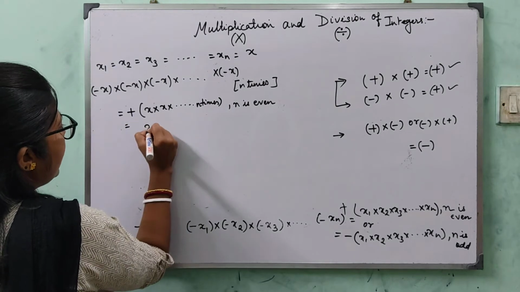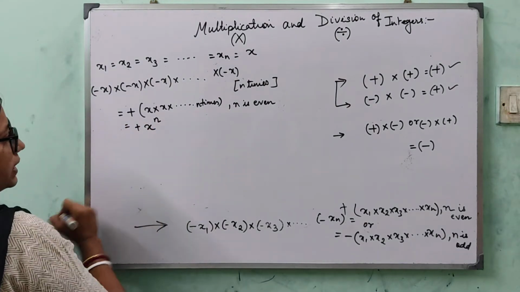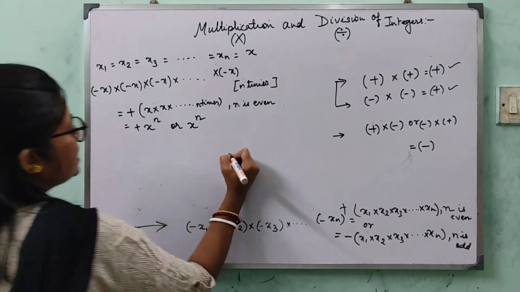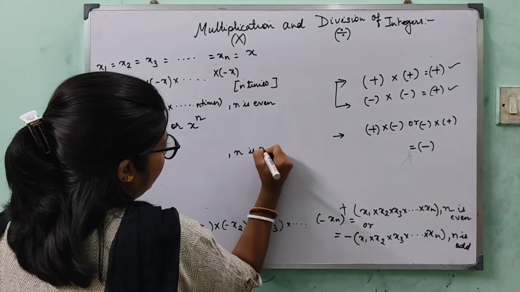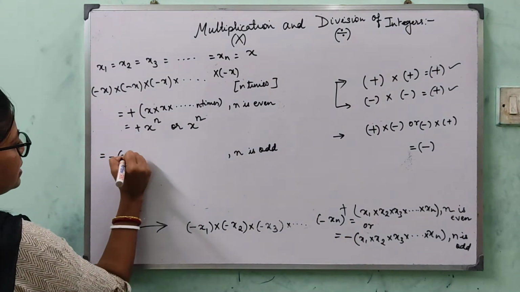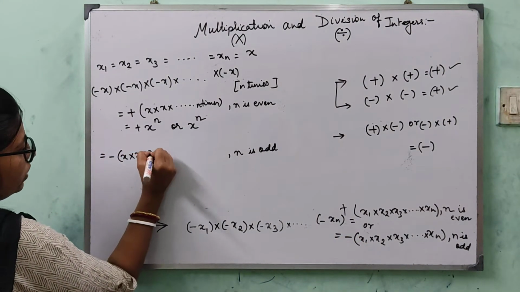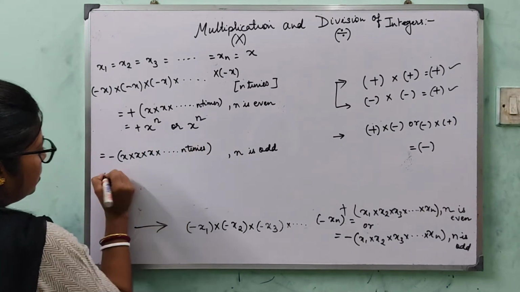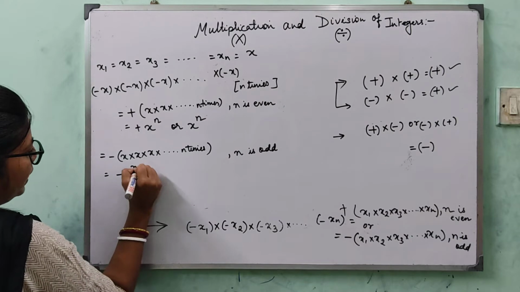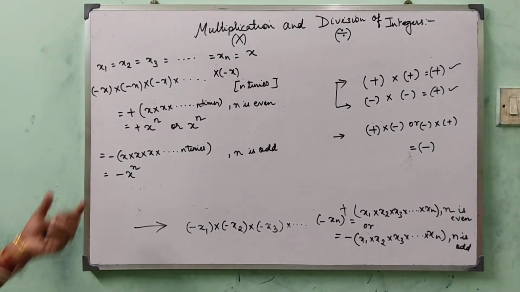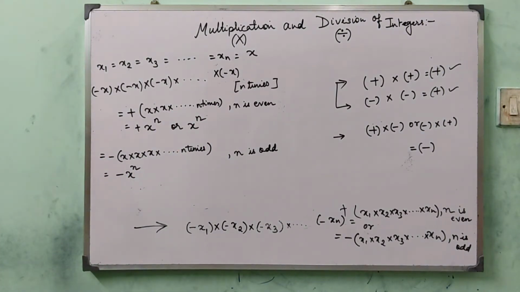That means it is x to the power n, positive. But if n is odd, then that is equal to minus x into x into x into x, n times. That is equal to minus x to the power n. This is using the laws of indices, that is, x multiplied n times to itself is x to the power n.